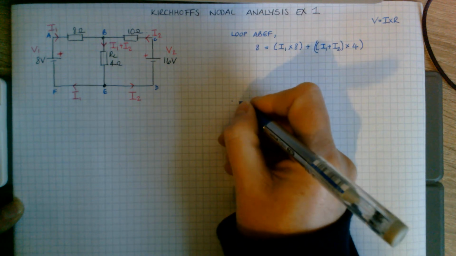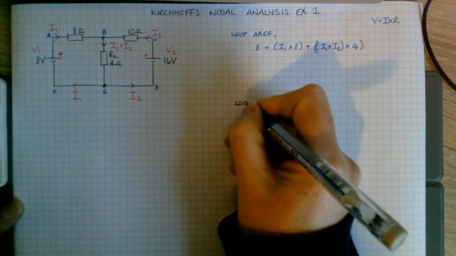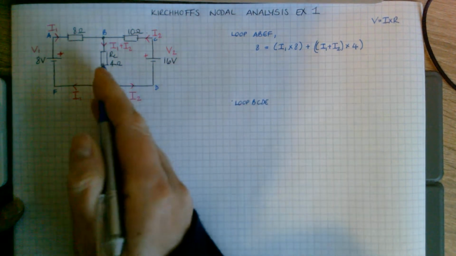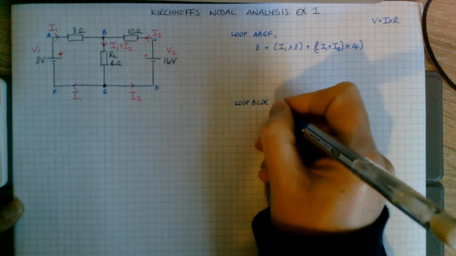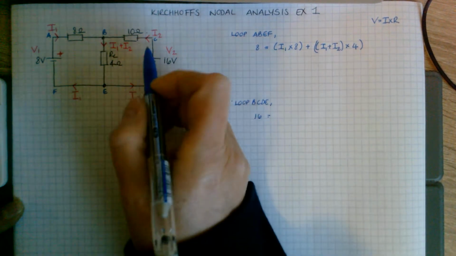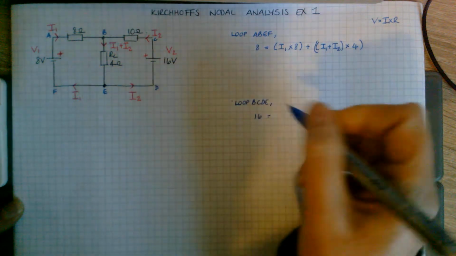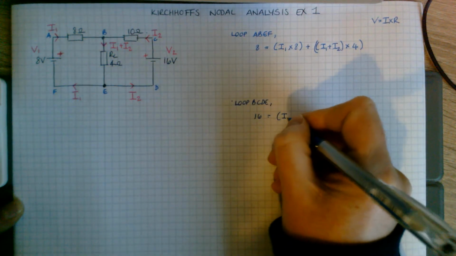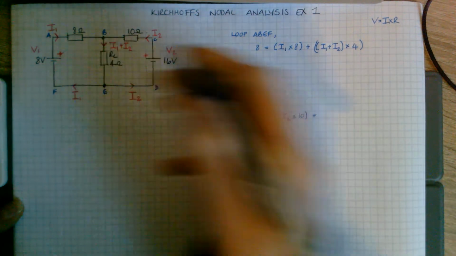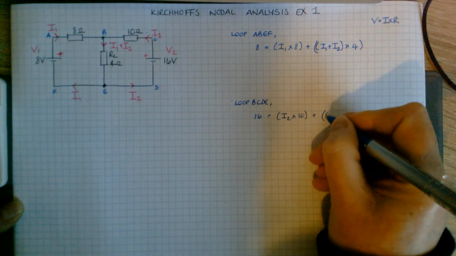The second loop we want to look at is loop B, C, D, E, or this loop on the right-hand side. In this loop, the supply is 16. And now you've got the voltage drop across here, I2 times 10. And again, the voltage drop across that load resistor.